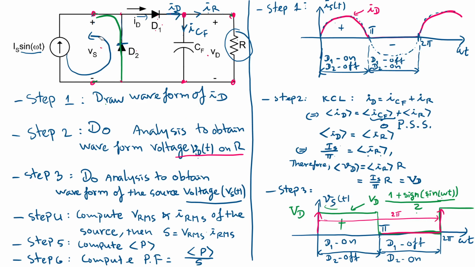So here is the voltage Vs. When D2 is off and D1 is on, this terminal is just parallel to the capacitor and parallel to the resistor, which means the voltage of the source here is the same as the voltage at the load. That's why VD here is just like this.